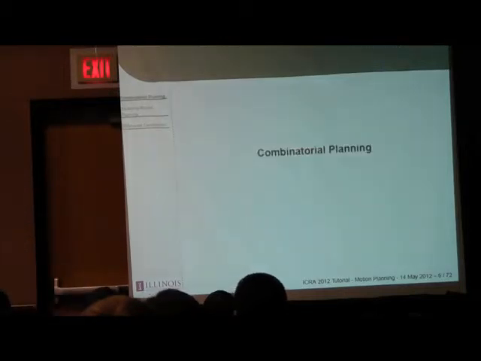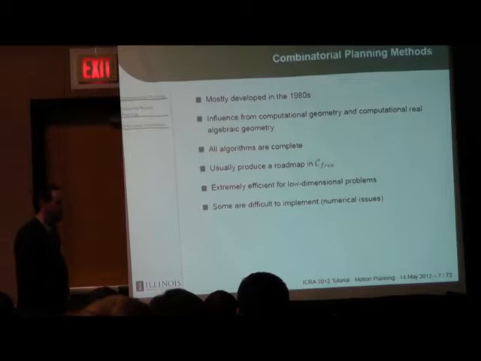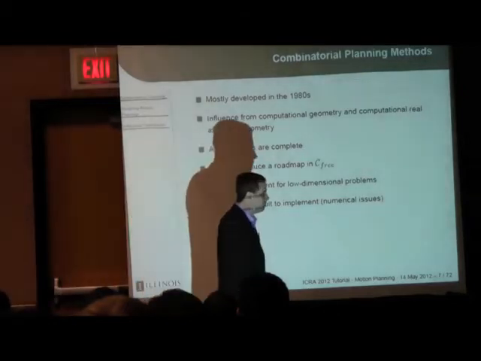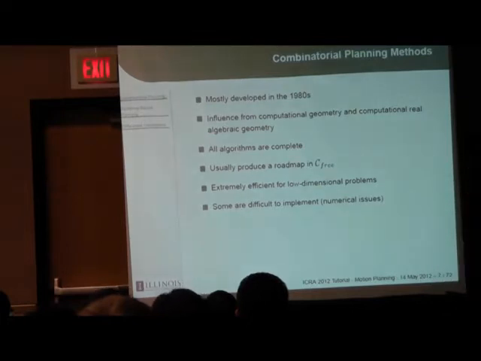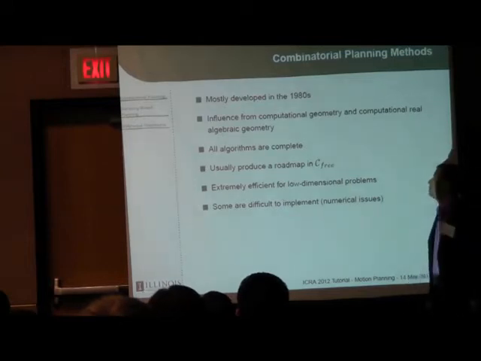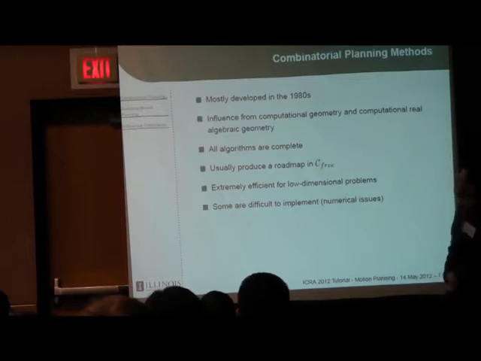All right, so I'm going to go into combinatorial planning. My book actually goes in the other order. Most people are interested in sampling-based planning, but I think it's important to cover this, and this actually follows chronological order. So these methods mainly came out of the 1980s, and they're heavily influenced by two fields. One of them is computational geometry, and I guess one way to characterize computational geometry, I've heard from computational geometers, is that it's like high-dimensional sorting, right?